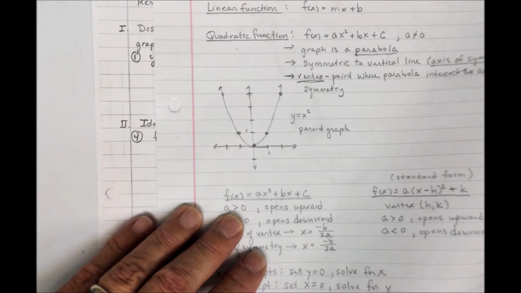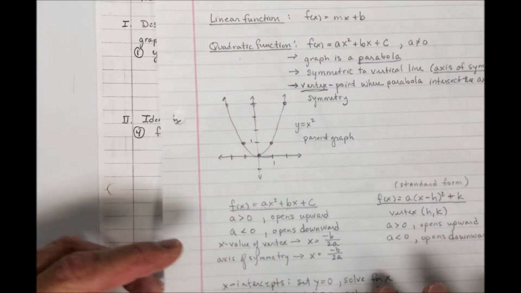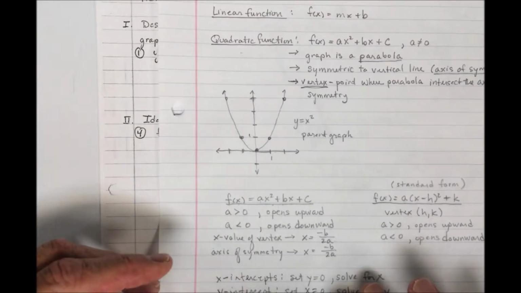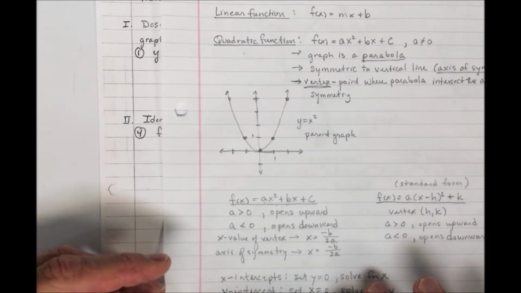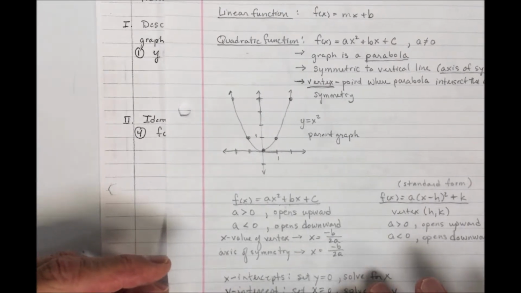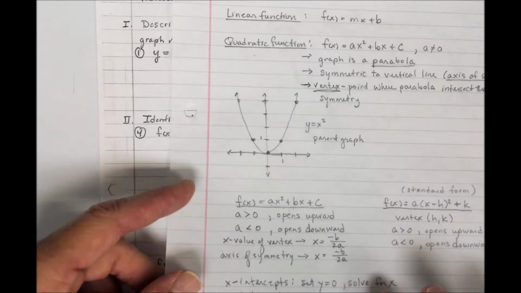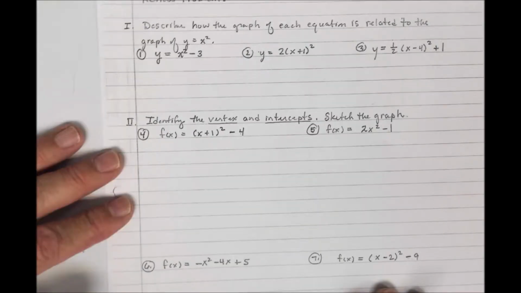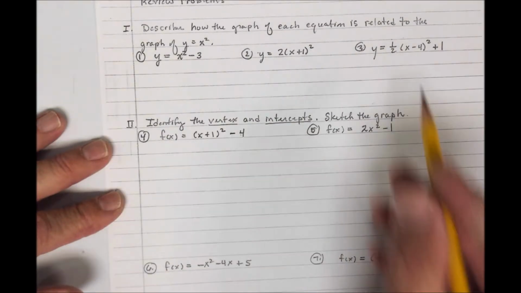All right, so how does my graph compare? Well, that means what kind of transformations are going on. Are they shifting it right, left, up, down? Are they stretching it, shrinking it? Are they reflecting it, when we get parabolas that open downward, stuff like that? So here are 3 examples of quadratic functions.